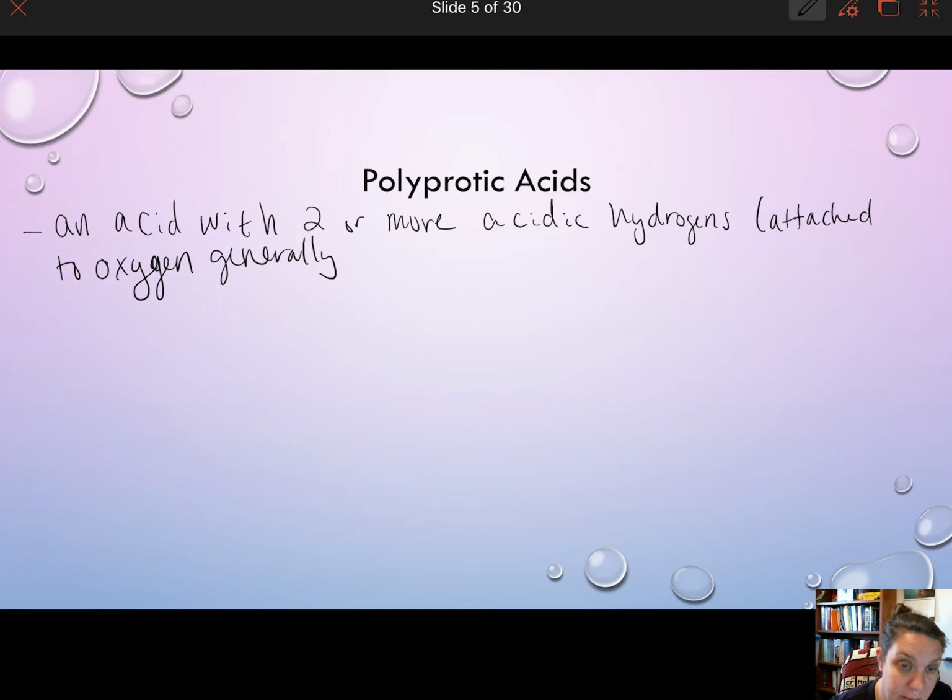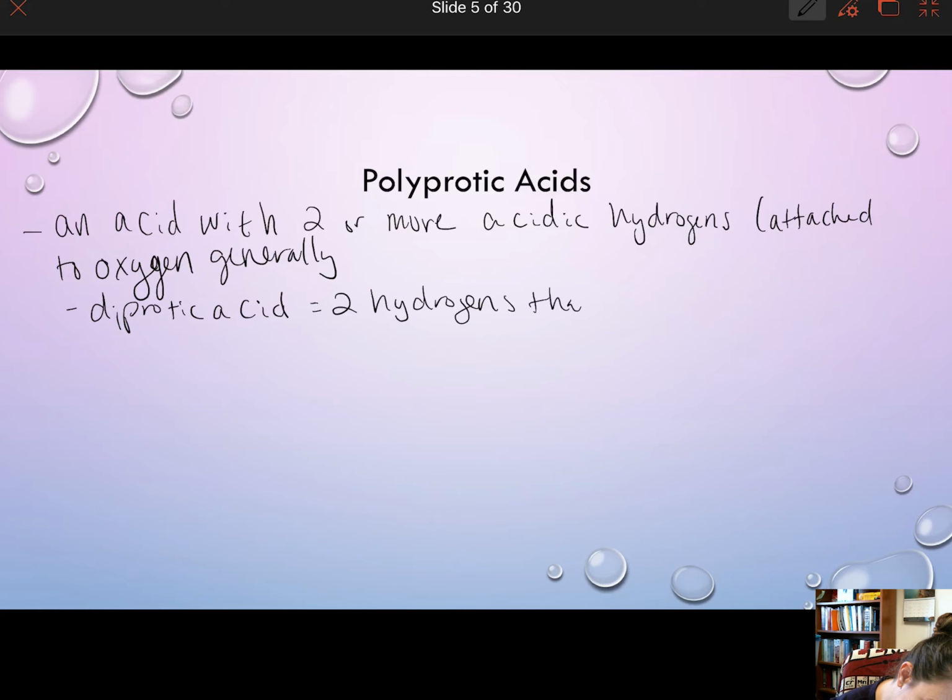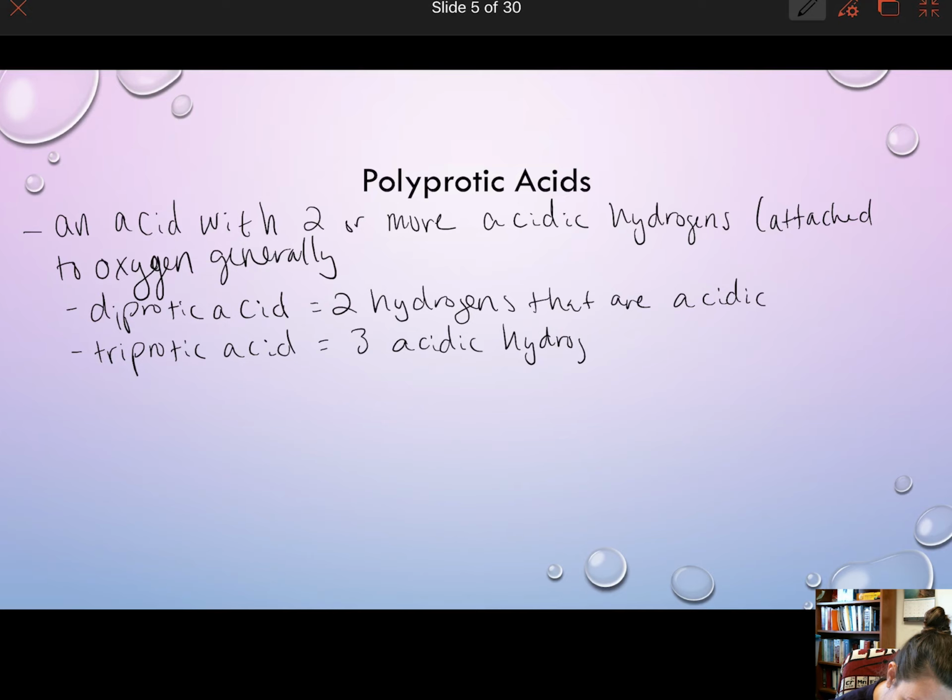We can refer to them as diprotic or triprotic based on how many protons they have. So if we have a diprotic acid, we have 2 acidic hydrogens. And then if we have a triprotic acid, we have 3 acidic hydrogens. Okay. And we're going to lose each of our protons sequentially, so we'll lose one completely, then we'll lose the next one.